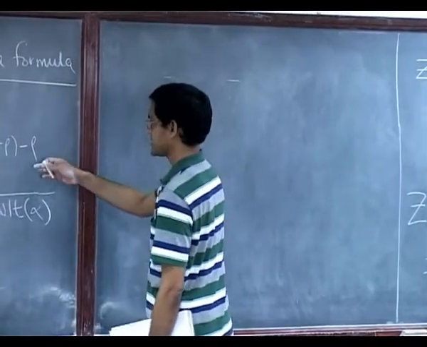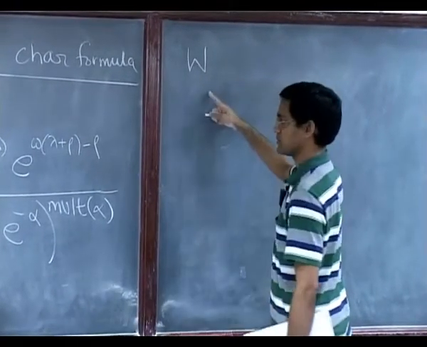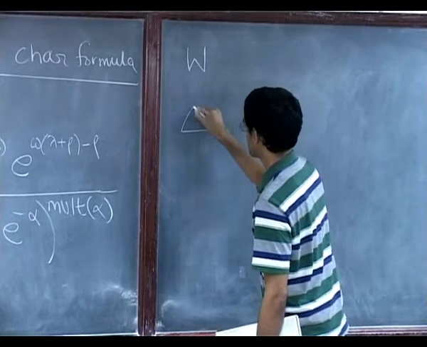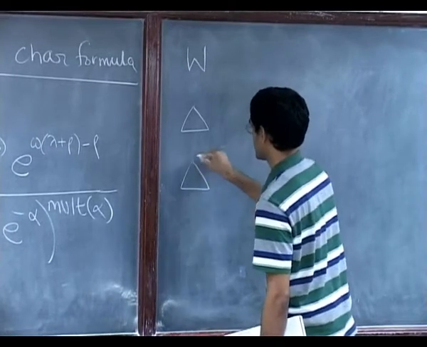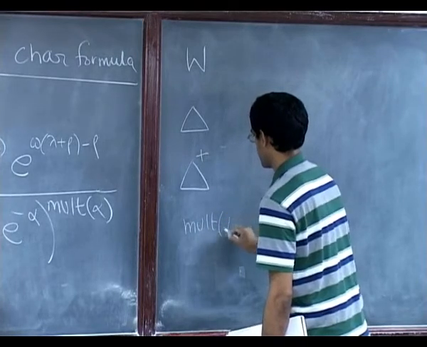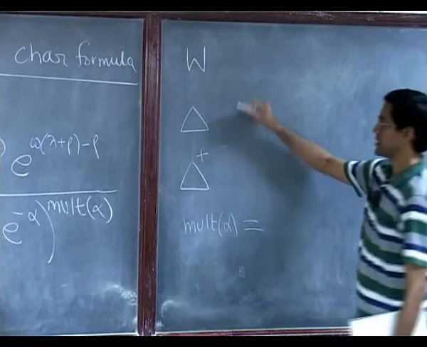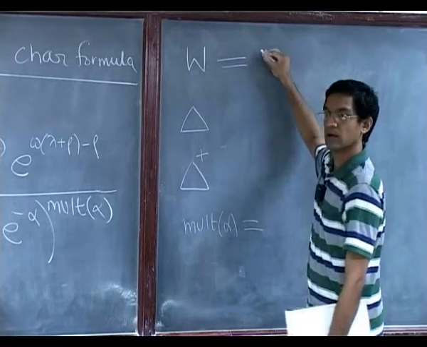Okay, so let's just say what all these things are. First thing, what is the affine Weyl group? The first thing we need. We also need to understand what the roots look like and what the positive roots look like. We also need to understand what multiplicity means. Right? So let's see, affine Weyl group.